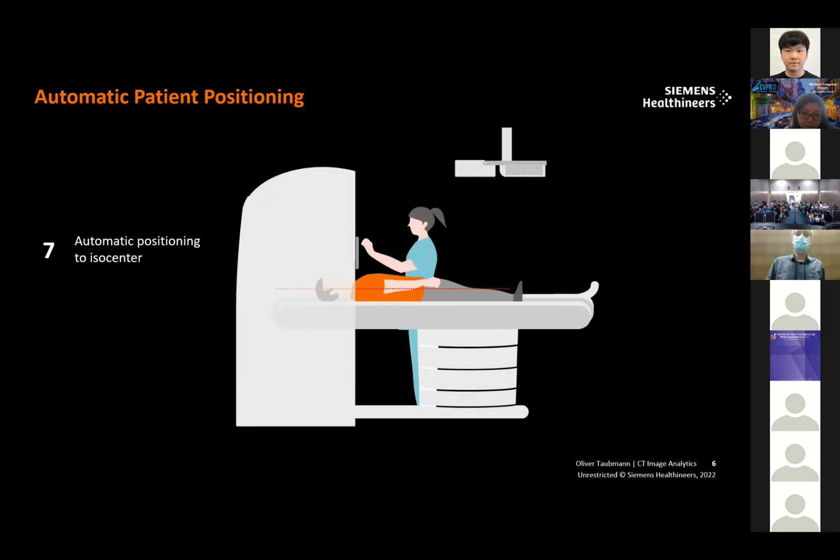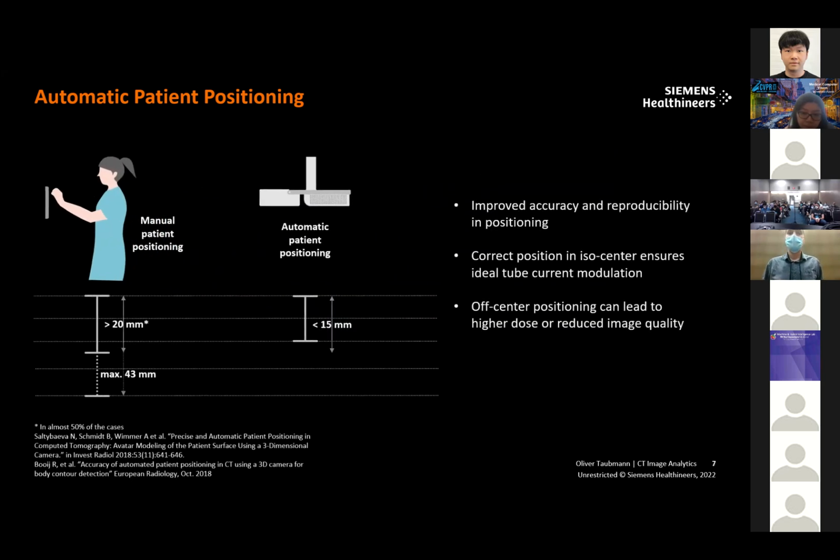Now, why is this useful? Well, of course, it's convenient. It's maybe a little fast. It removes unwanted operator variation, but it has a distinct clinical benefit as well, because if you ensure that the patient is positioned precisely in the isocenter, that's basically the optimal operating point of the tube current modulation, which ensures that you get just the image quality that you need with just enough dose that you need to achieve it.